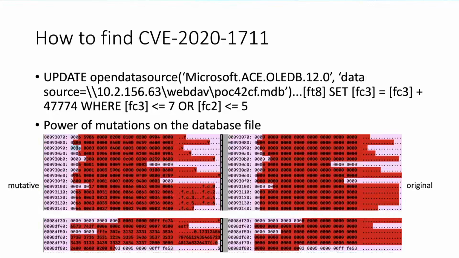So this is the second time you see the power of mutations on the database file. This case is more complicated compared to the first one. You need to do the mutations in two positions. In the first position, you need to set the valid column information here. In the second position, you need to set a value larger than 28 to make the overflow. Regarding the update, nothing special about it. Just update the SQL query.